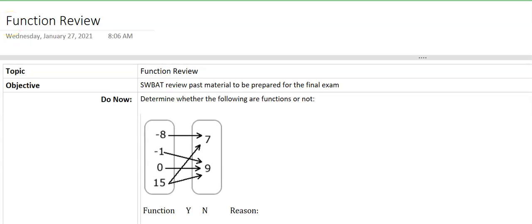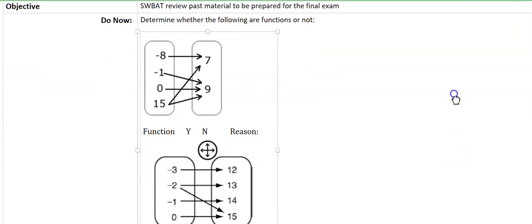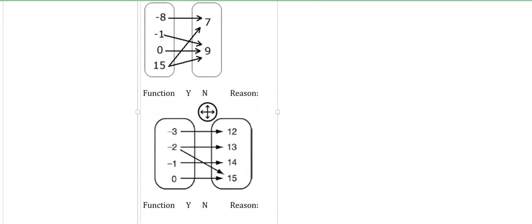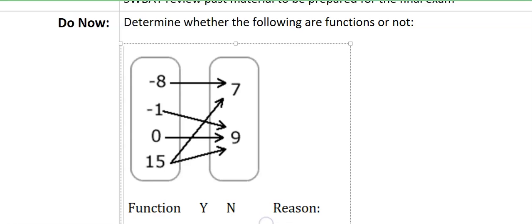So for today's lesson, we are going over functions. For our warm-up, it says determine whether the following are functions or not, and it wants us to give a reason. So for number 1 here, we need to remember what a function is. Every input has one and only one output.